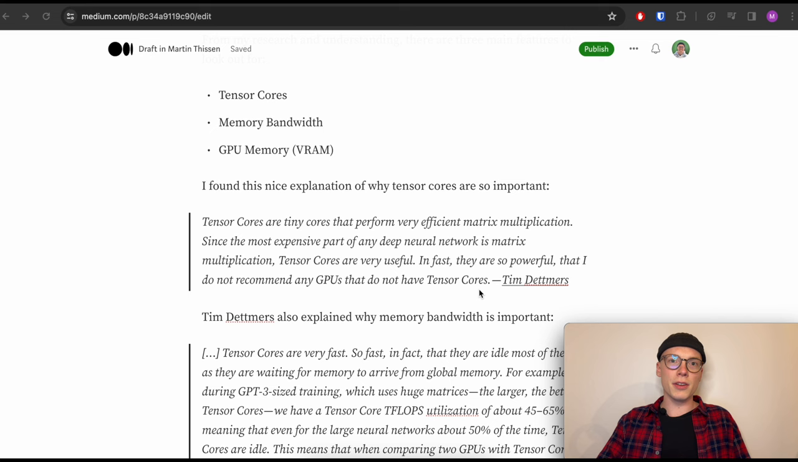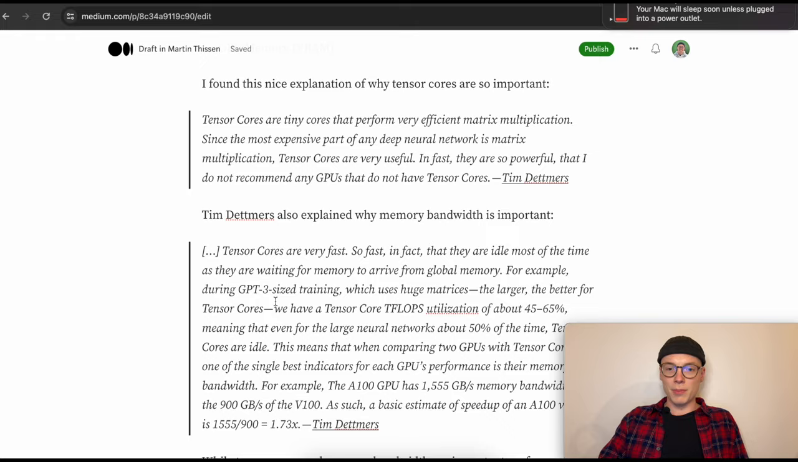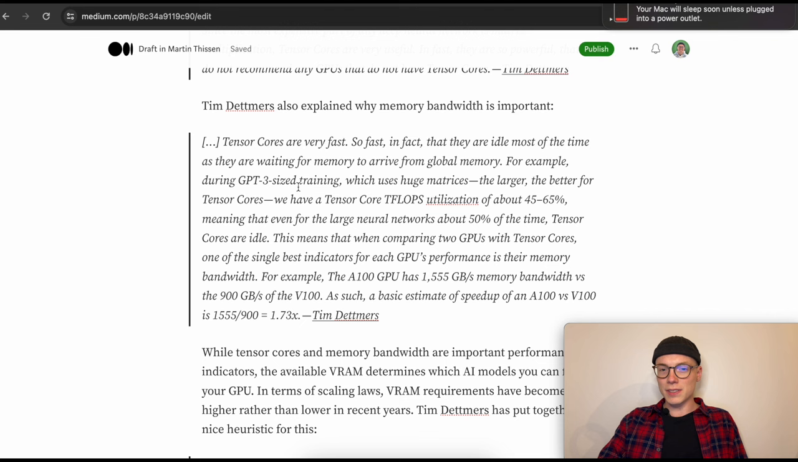And while tensor cores are very important for fast computation, we still need to make sure that our data is transferred to those processing units, to those tensor cores, in time. And for this, the memory bandwidth is very important. Tim Dettmers, in another example, described that tensor cores during a GPT-3 size training have a utilization of about 45 to 65%, meaning that even for a large neural network, about 50% of the time, tensor cores are idle. And this highlights why high memory bandwidth is important, so that we can move our data very fast to the processing units, the tensor cores.